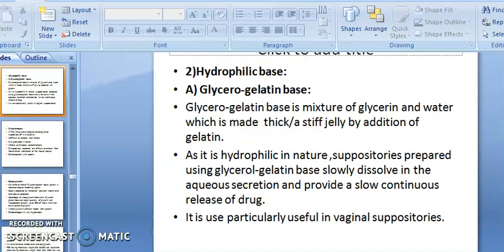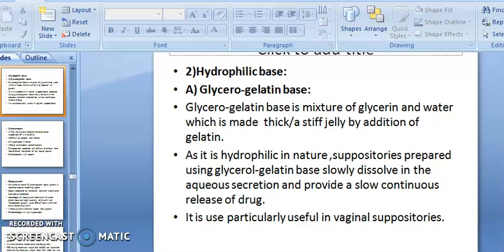Then hydrophilic base. In hydrophilic base, we discuss glycerogelatin base as an example. Glycerogelatin base is a mixture of glycerin and water which is made into a thick, stiff jelly by the addition of gelatin. When you prepare glycerin plus water plus gelatin, it gives you the glycerogelatin base.